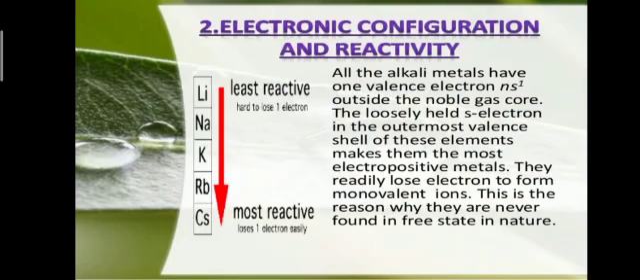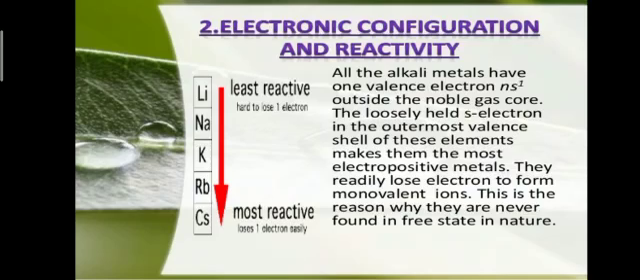Now the electronic configuration and the reactivity. The subshell of alkali metals is S, as we already studied in the classes that the subshells are S, P, D and F. So the alkali metals belong to the subshell S. When we go down the group, the size of the atom increases, and when the size of the atom increases, it can easily lose one electron from its outermost shell because the hold of the nucleus is less.